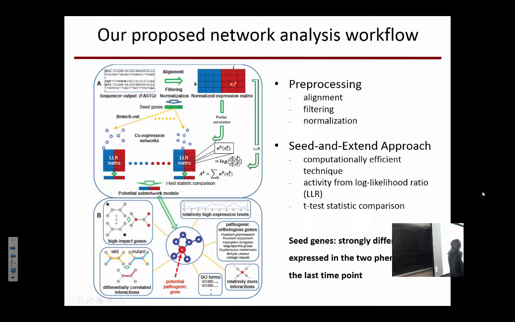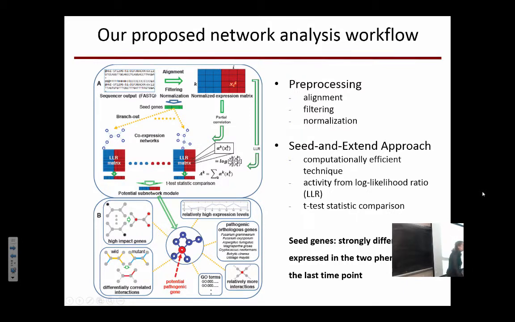And so what is our proposed network or analysis flow? Well, we start out with pretty much the same thing that we would start with using a conventional method of RNA-seq analysis. We use pre-processing. We align the RNA reads up against the genome of the fungus. We then filter and normalize based on beta tubulin. And then the same way as the conventional method, we find what we would call seed genes. And those genes are those that are the most strongly differentially expressed in the two phenotypes, so in the wild type versus the mutant, at the last time point, okay?